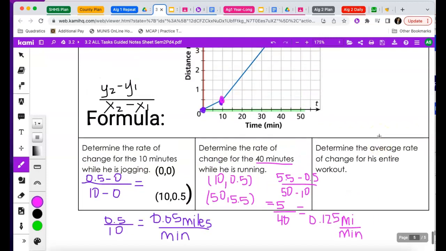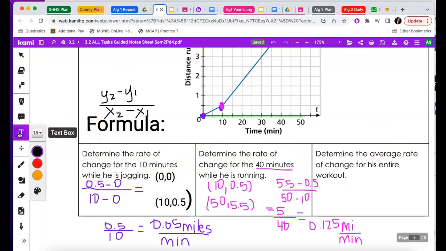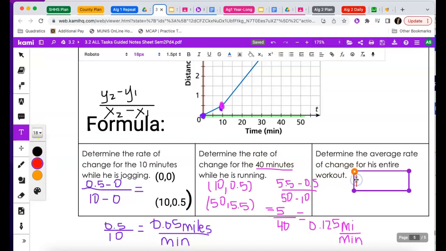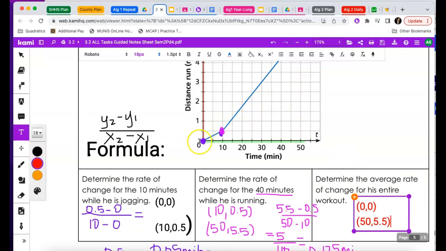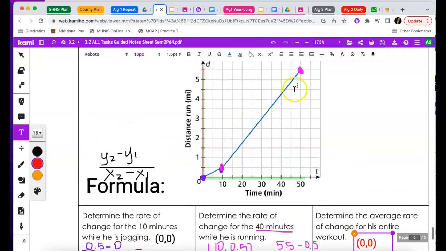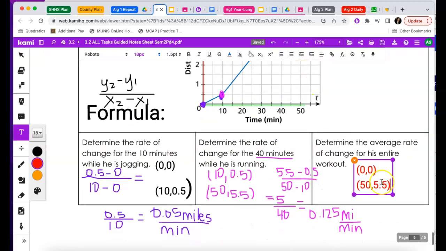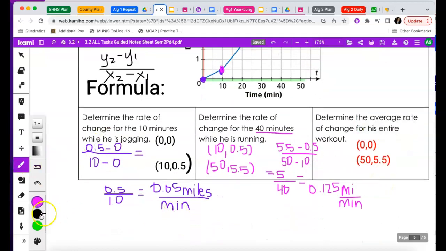All right, determine the average rate of change of his entire workout. So from the very starting point at (0, 0) to the very ending point, which is (50, 5.5). So he started out at 0 minutes, he ran 0 miles, and then after 50 minutes, he ran 5.5 miles. So we'll just plug this last set into our equation. So y2, 5.5, minus y1, which is 0, over x2, which is 50, minus x1, which is 0. So we'll plug that into the calculator.